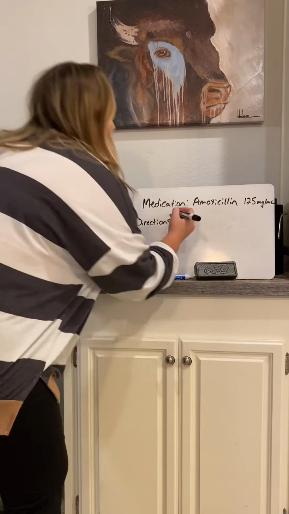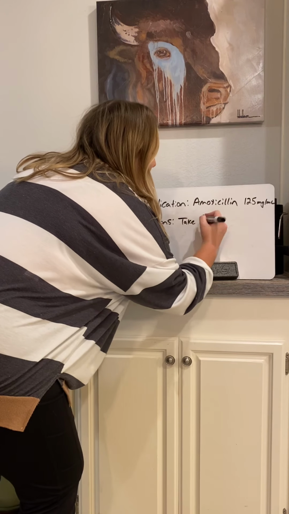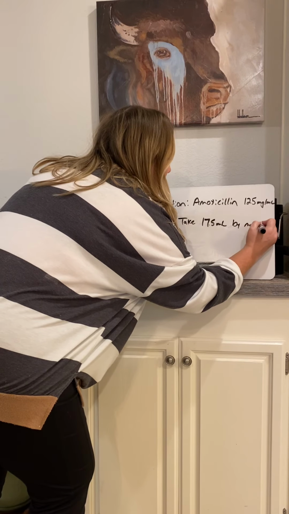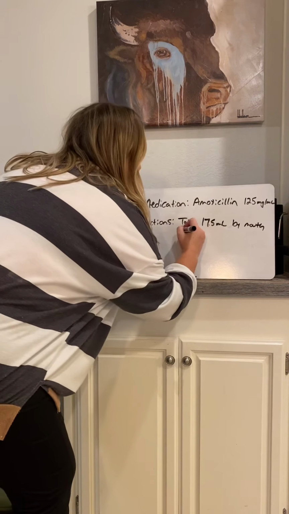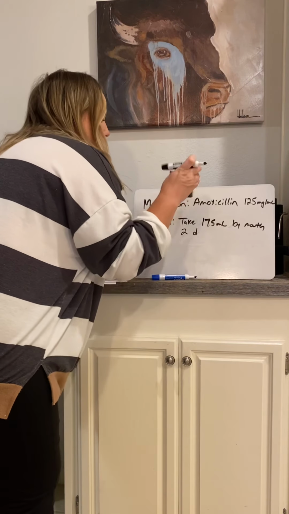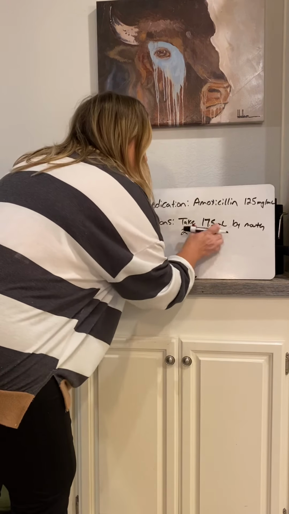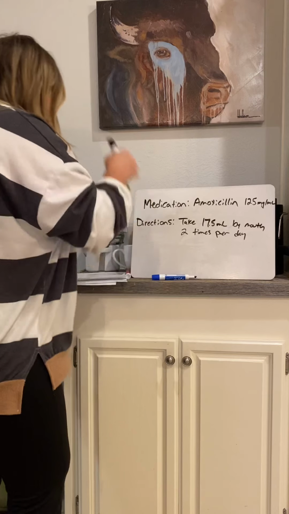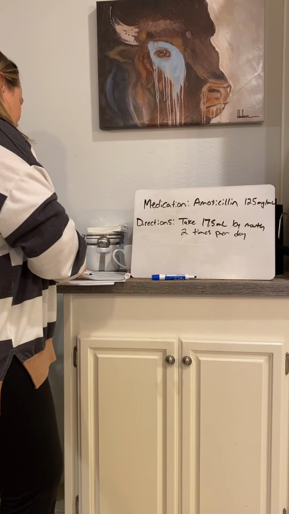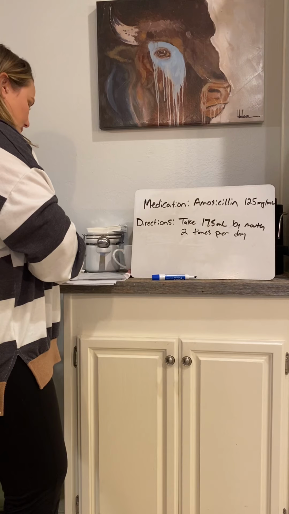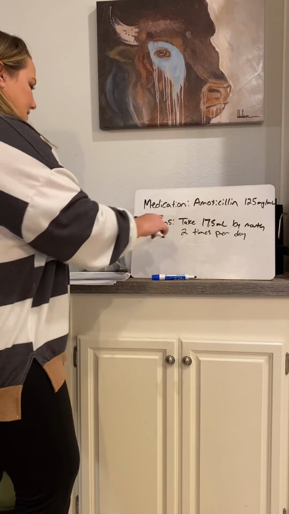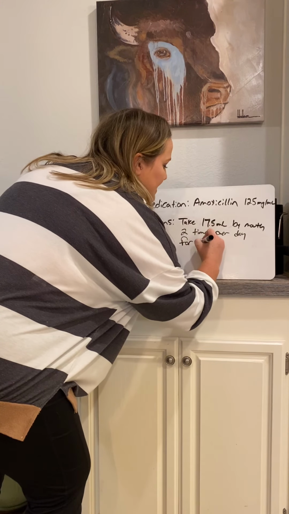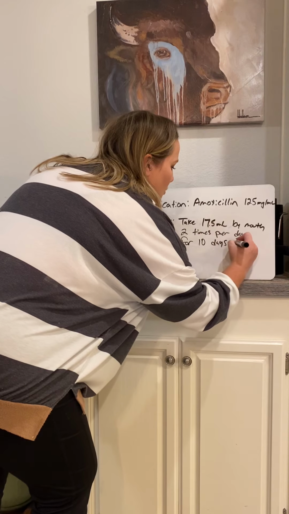So for little Gabe, he's going to take, hopefully we know now, 17.5 mils. The route is by mouth. It said BID, so that is 2 times per day. But remember, the doctor's orders also said for 10 days, and also PC, which means with meals. So take 17.5 mils by mouth, 2 times per day for 10 days, because after 10 days, he's going to discard what's left, with meals.